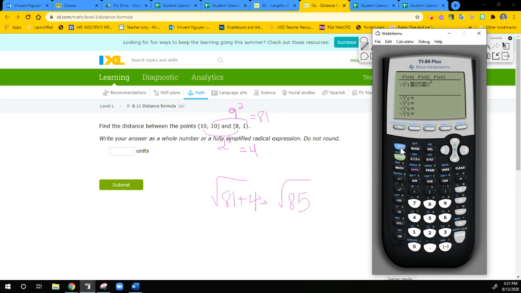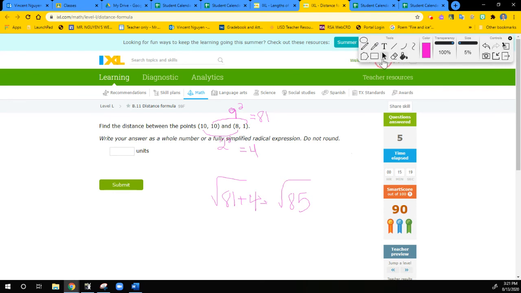And then we go to second graph, and then we look over here to see if there's any whole number smaller that we could use. Nope. So what does that mean? That means 85 is the largest square root I can simplify. So I don't have to go any smaller. So the answer here is square root of 85.